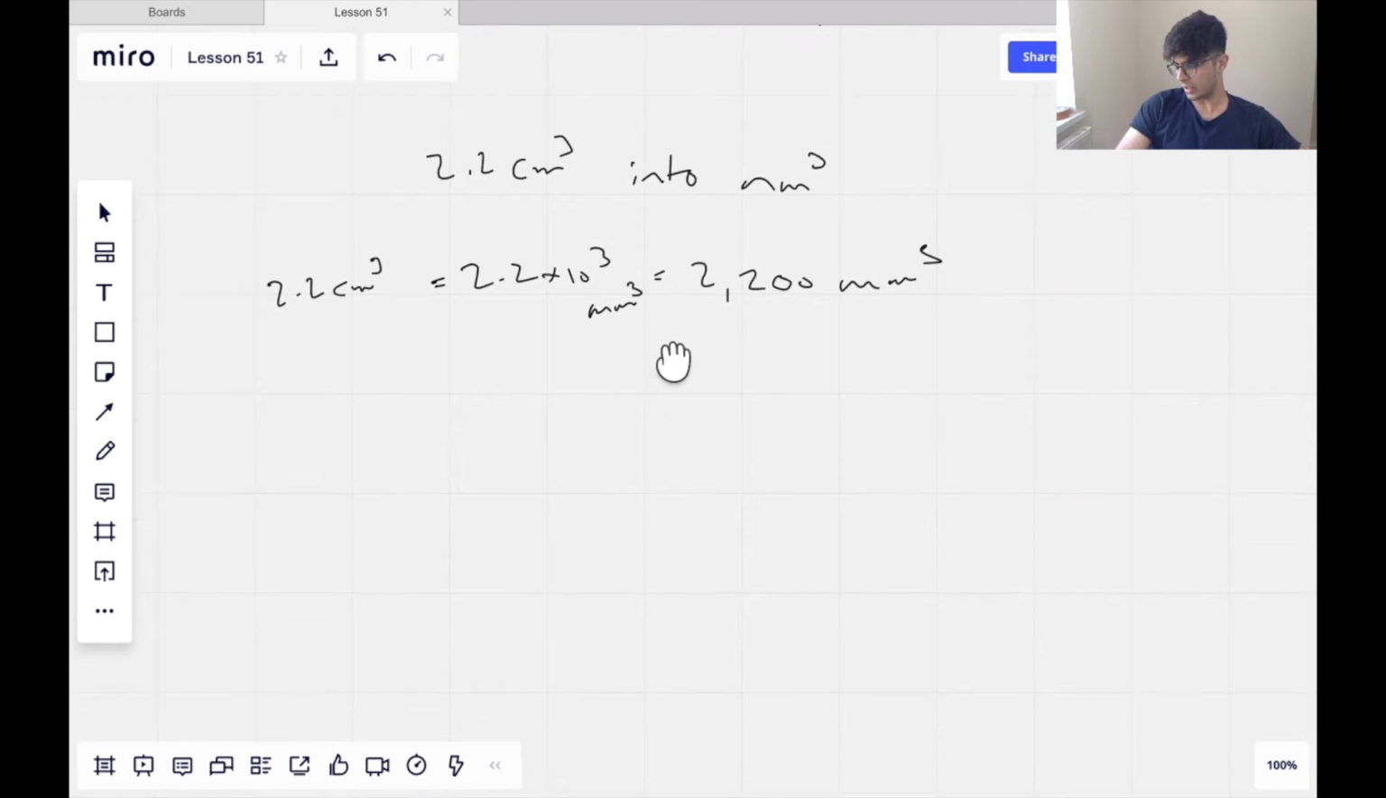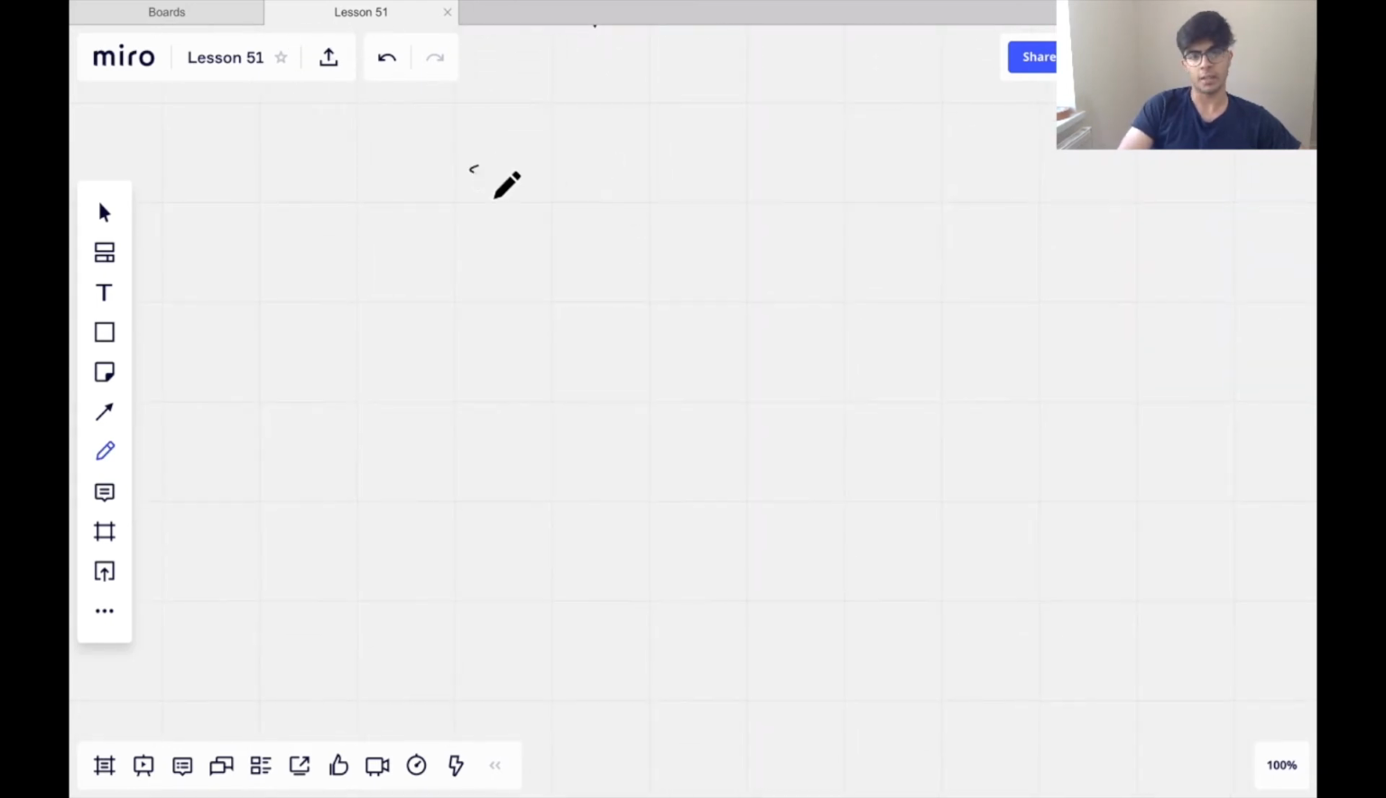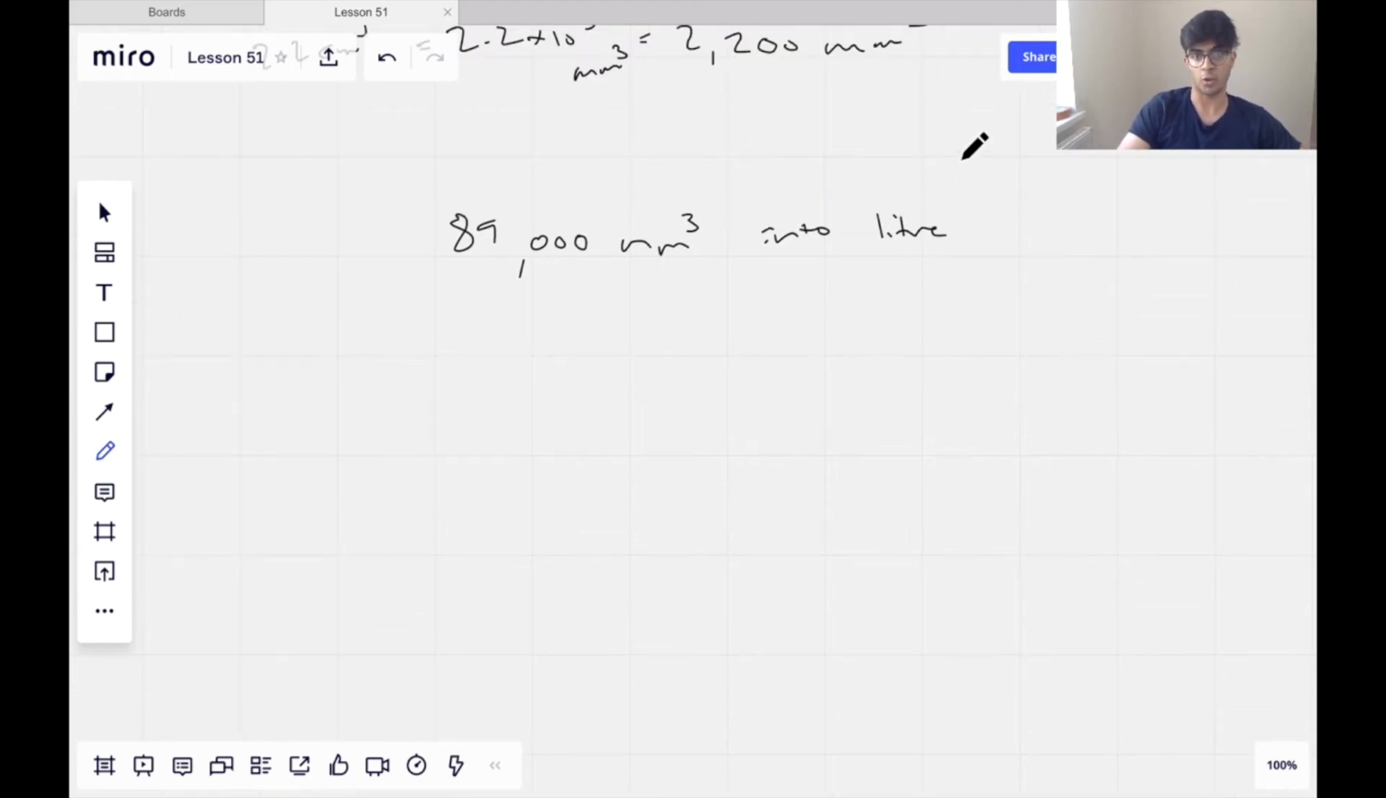Let's try another one: 89,000 millimeters cubed into liters. I remember I gave you the conversion back there, which was 1 meter cubed is 1,000 liters. So the first thing you have to do is convert this into meters cubed. Why don't you pause the video and give that a go.